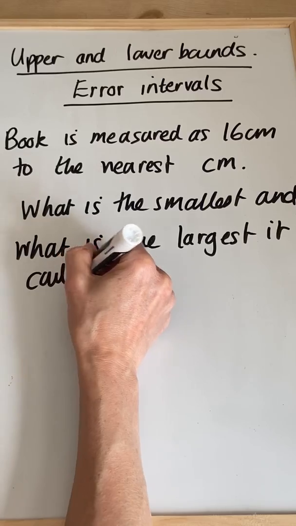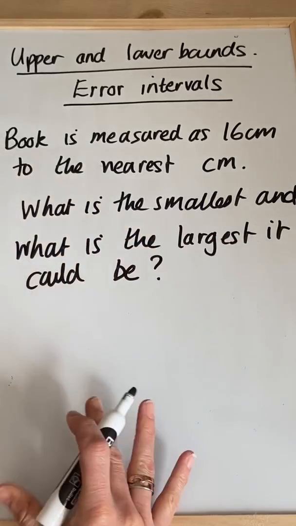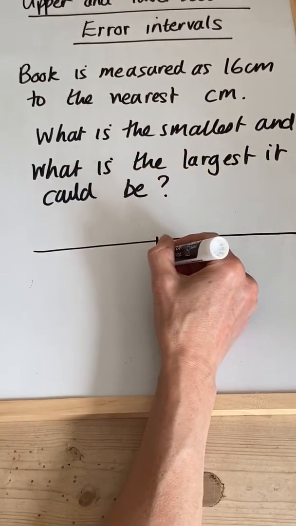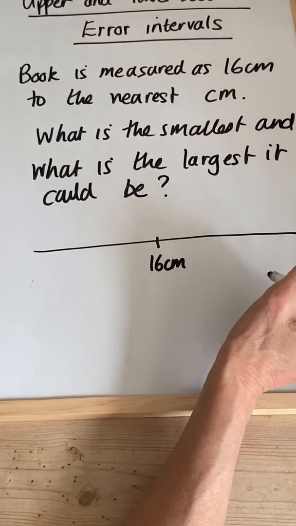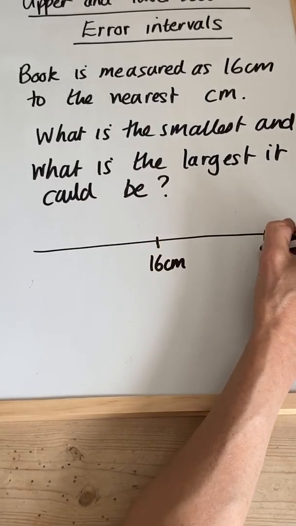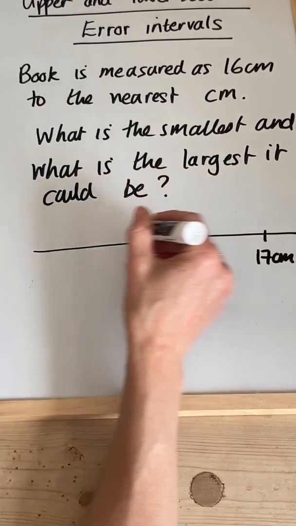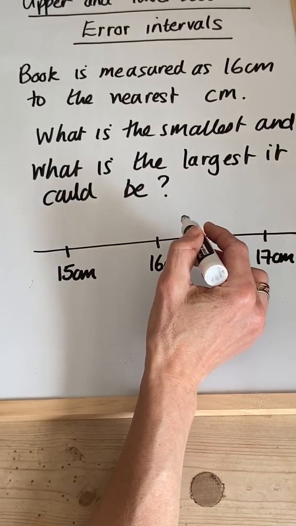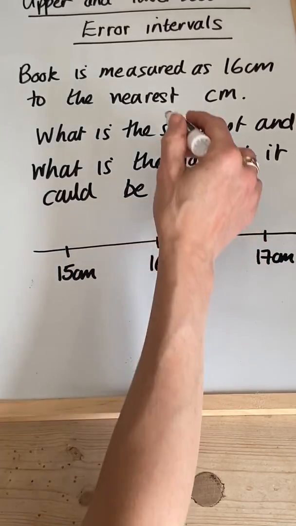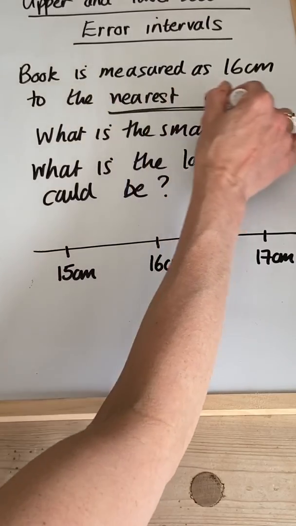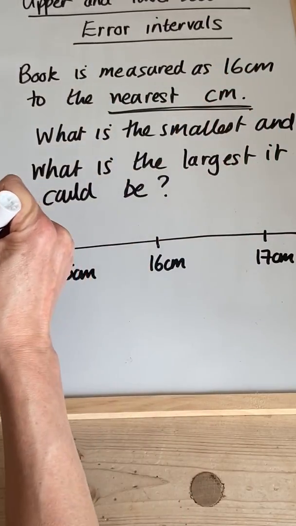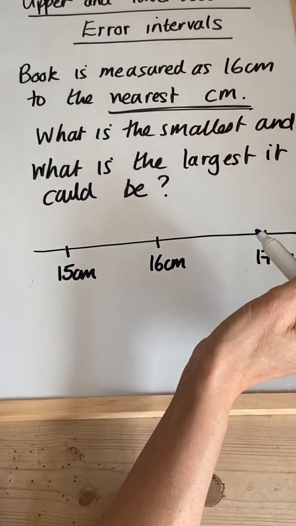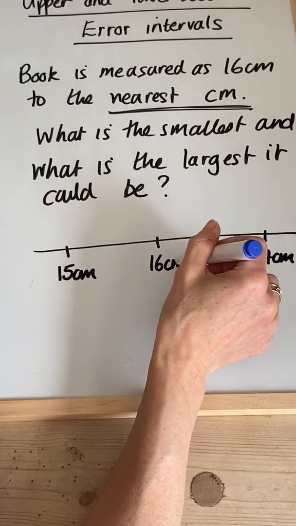So let's just think about this. Here's our number line, and there's 16 centimetres. You could think of this as a ruler if you like. 17 centimetres is up there, and 15 centimetres is down here. Now we know that the book has been measured to the nearest centimetre. So what we're interested in is how small it could be and still be rounded to 16 centimetres.